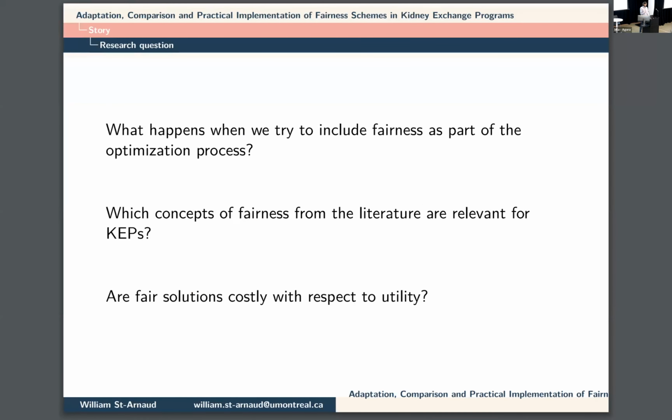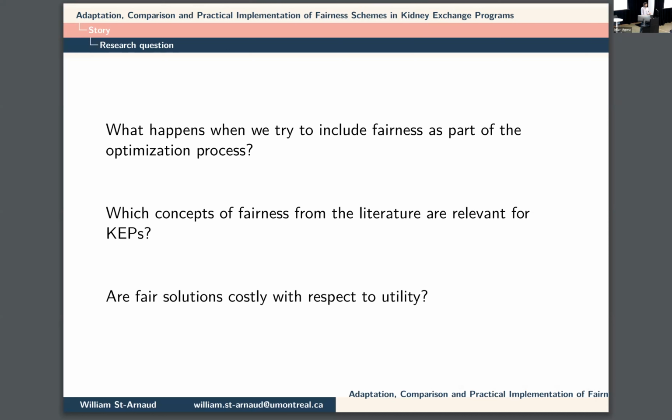So the research question we wanted to consider was, what happens when you try to include fairness as part of the optimization process? Because as I mentioned previously, if we just maximize the total number of transplants, what might end up happening is that some of the patients are never selected in the solution because of their particular features. So we want to ensure that the way we select the solution is fair. And then obviously the question is, which concepts of fairness are relevant to kidney exchange programs? And since we are dealing with both utility and fairness, we want to have a measure of how good these fairness measures are doing.